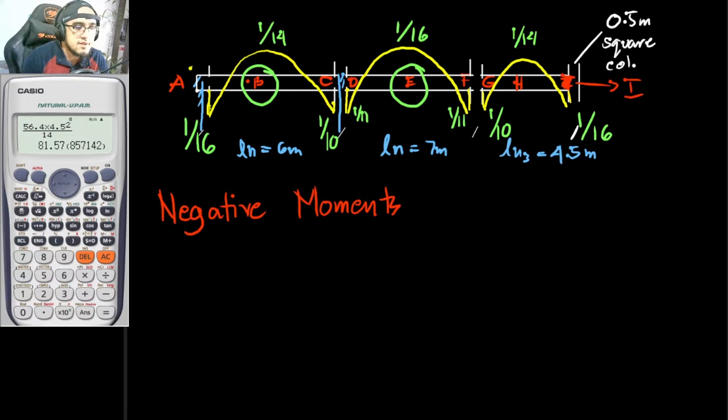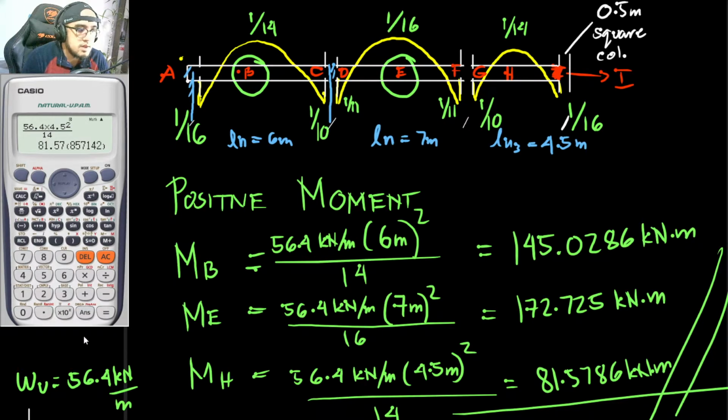For the negative moments, meron tayong catch dito. We will be multiplying its coefficient by WLn squared, but the Ln should be the average of the two adjacent spans. So for example dito, sa una, so for MA. So this is to be equal to W. Nakalimutan ko yung W. Sige, copy-paste ko muna ulit para hindi natin makalimutan, no?